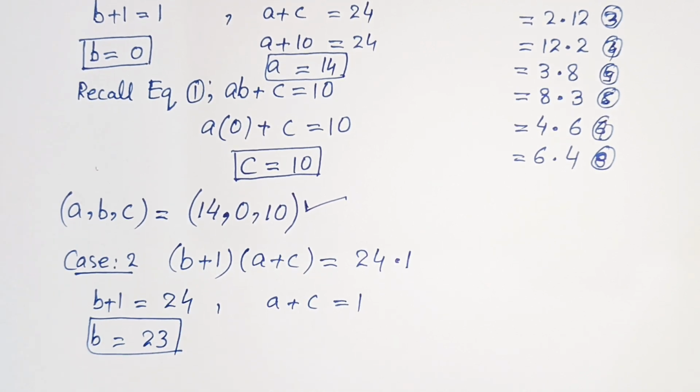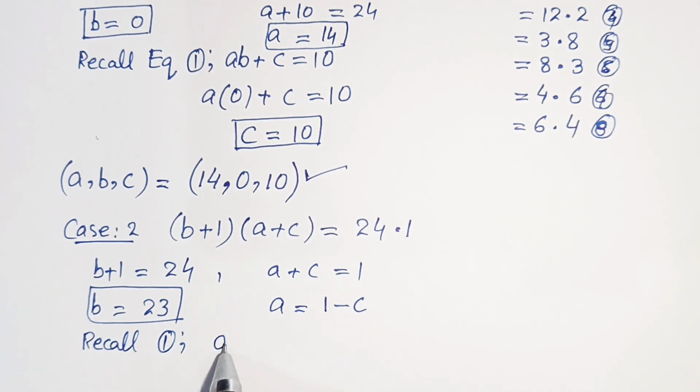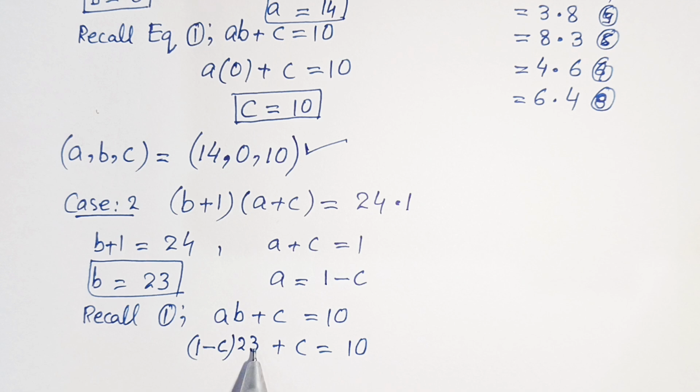Now here if we just find the value of a, shifting this one, we get a = 1 − c. Now again recall equation 1. So equation 1 is ab + c = 10, but the value of a is 1 − c and the value of b is 23, so (1 − c)·23 + c = 10. Here we have 23 times 1 is 23, minus 23c, plus c is equal to 10.